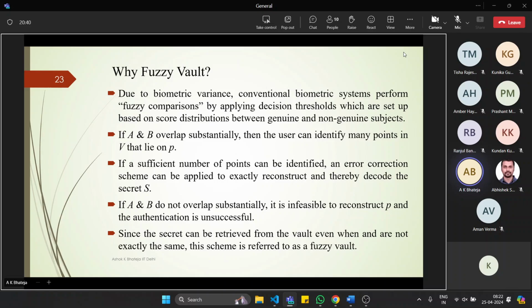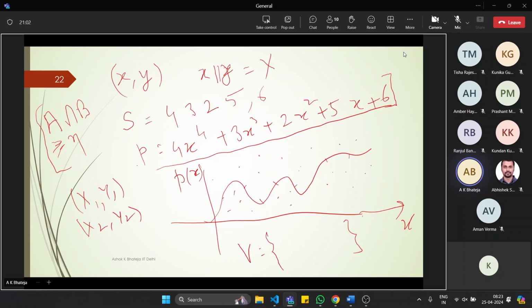Since the secret can be retrieved from the vault even when they are not exactly the same, this scheme is referred to as fuzzy vault. That's why it is called the fuzzy vault, because exact matching is not required in this case. So indirectly here the key is the biometrics. The ciphertext in this case is the vault V, and the secret is this one, the secret. So this scheme is encrypting the secret using biometrics.